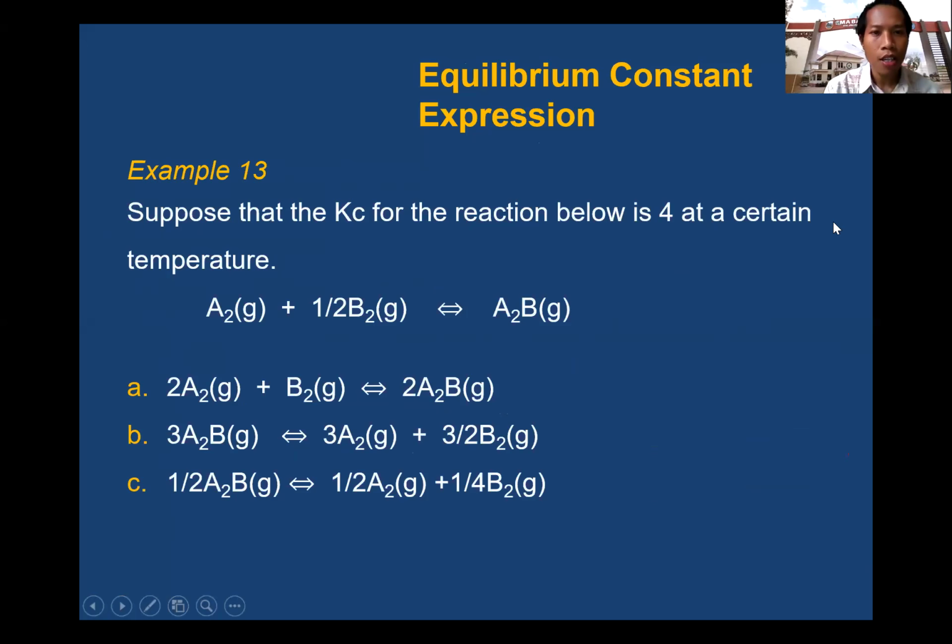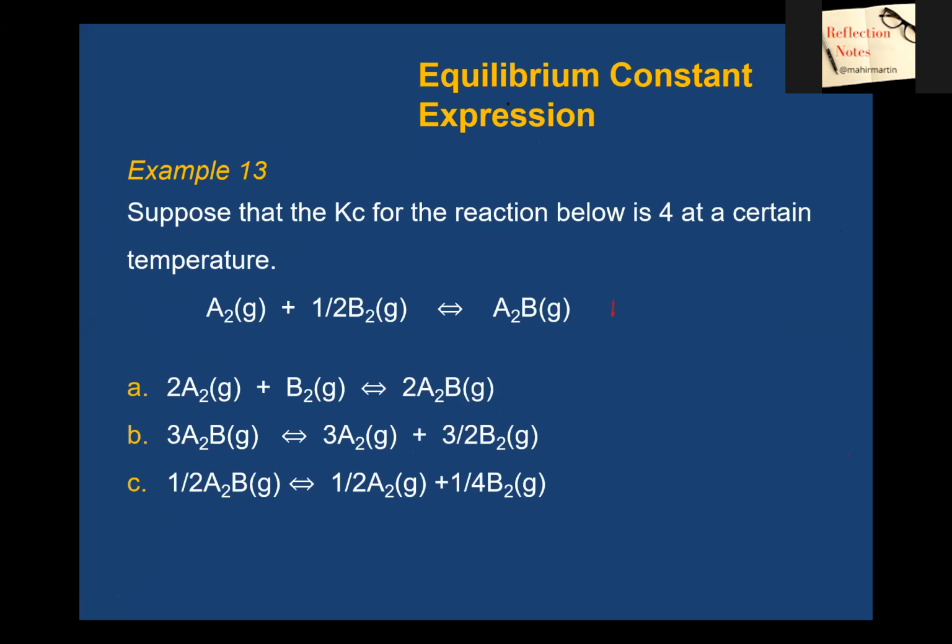For example, suppose that the Kc for the reaction below is 4 at a certain temperature. Let's say that this Kc for this reaction is 4. So what will be the Kc for part A here? 16. You multiply by 2, right? So it will be 4 squared. 16, very good.